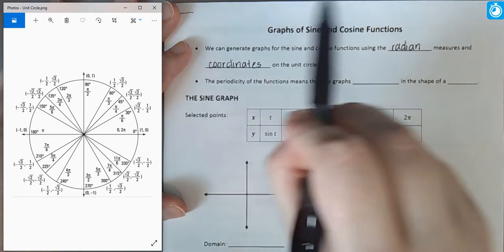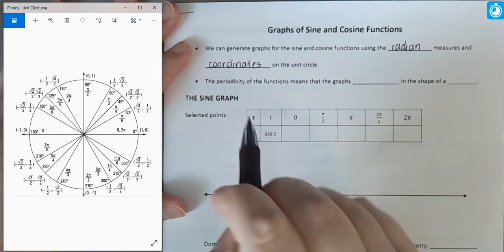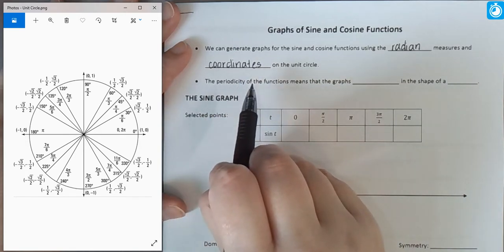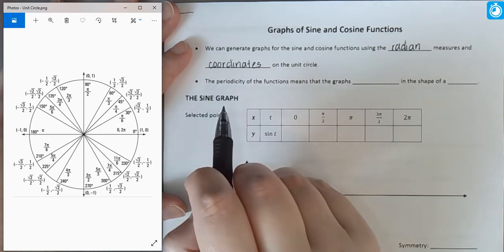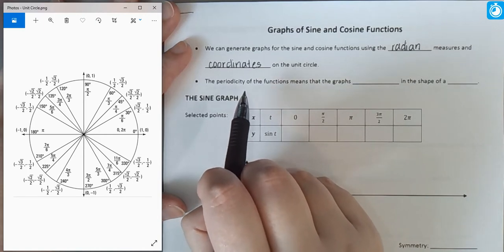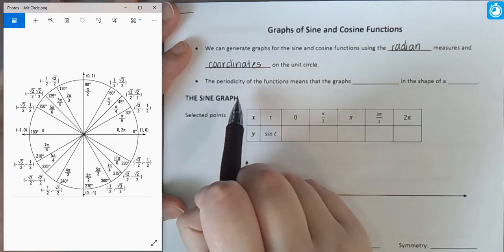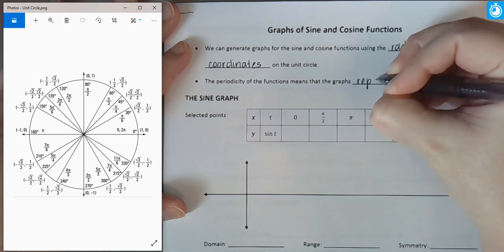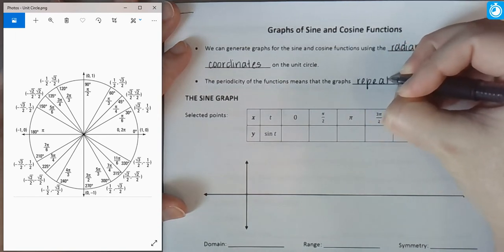Now what's going to be unique about these graphs that we haven't seen with any graphs before is the fact that these functions are periodic. They repeat. The outputs of the sine and cosine functions repeat over a specific period of time, and we talked a little bit about the periods for those functions before. When we look at the actual graphs of our trigonometric functions, we see the periodicity in the sense that the graphs are going to repeat. The shape of a graph repeats.